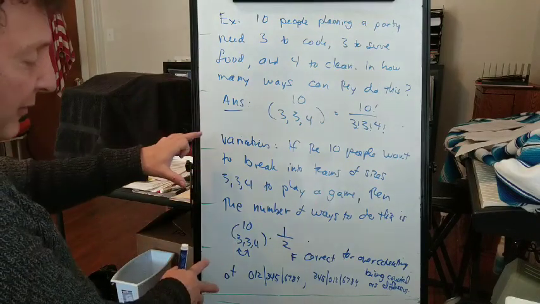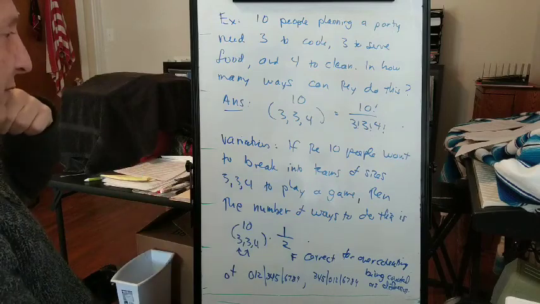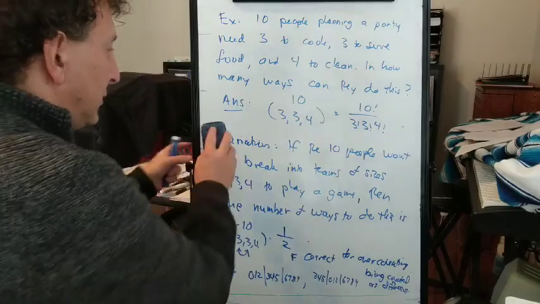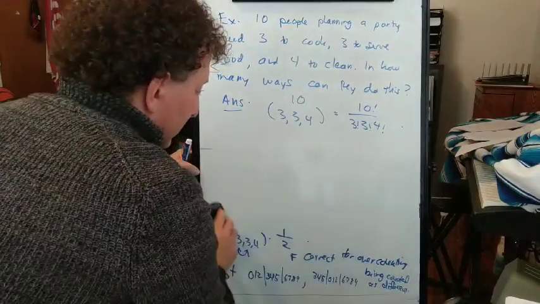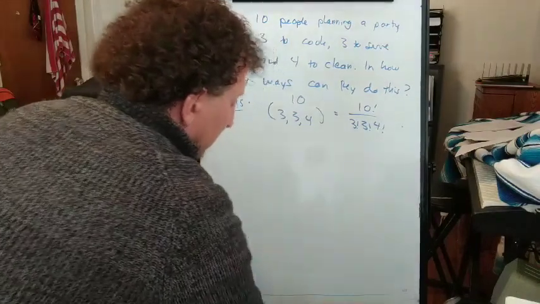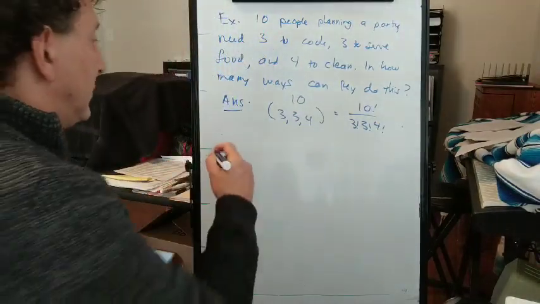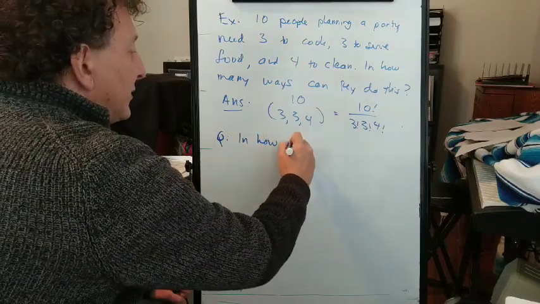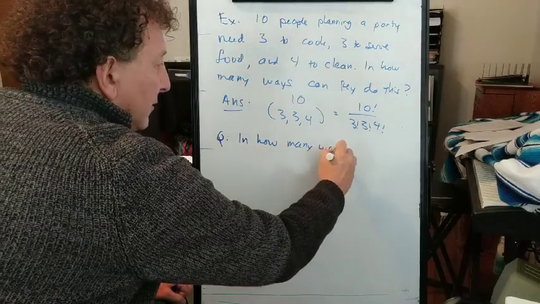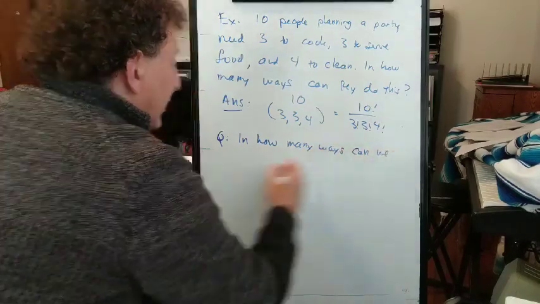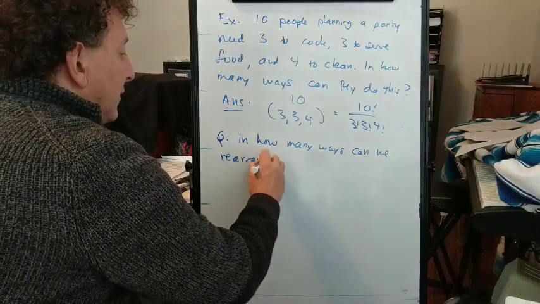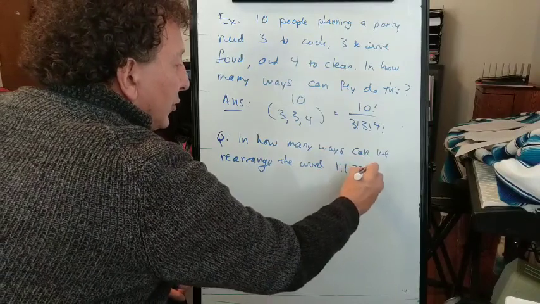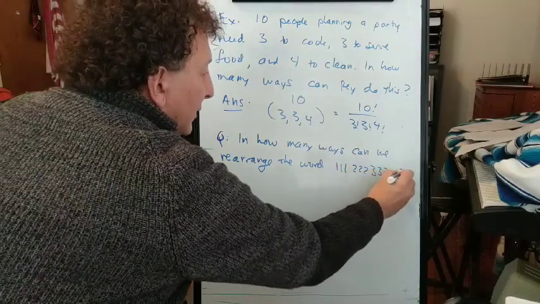Alright, let me erase this different variation, and I want to look at the first question from 2 more points of view. So first of all, in how many ways can we rearrange the word 1, 1, 1, 2, 2, 2, 3, 3, 3, 3?